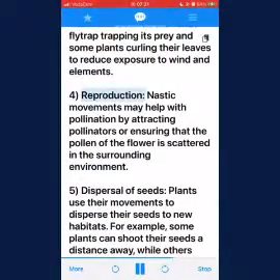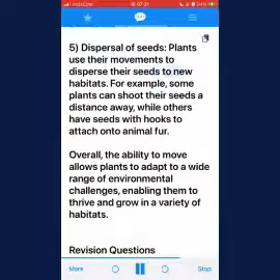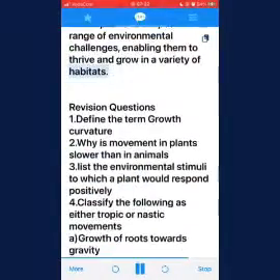4. Reproduction. Nastic movements may help with pollination by attracting pollinators or ensuring that the pollen of the flower is scattered in the surrounding environment. 5. Dispersal of seeds. Plants use their movements to disperse their seeds to new habitats. For example, some plants can shoot their seeds a distance away, while others have seeds with hooks to attach onto animal fur. Overall, the ability to move allows plants to adapt to a wide range of environmental challenges, enabling them to thrive and grow in a variety of habitats.